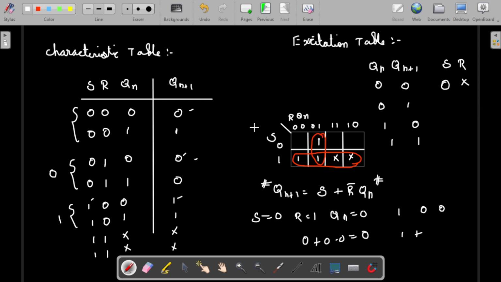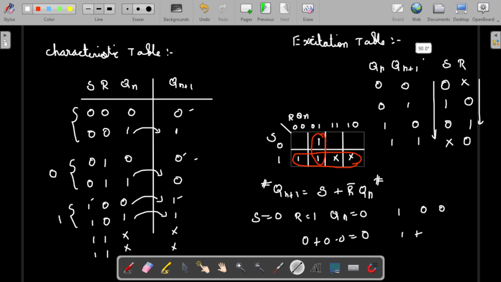Let's see when the output is changing from 0 to 1. The condition is 1 0, so you can directly write it. When the output is changing from 1 to 0, the condition is 0 1. When the output is changing from 1 to 1, S is x and R is 0. How you can remember it: remember 0x, 1 0, 0 1, and reverse it, x 0. This is how you can remember the excitation table simply.